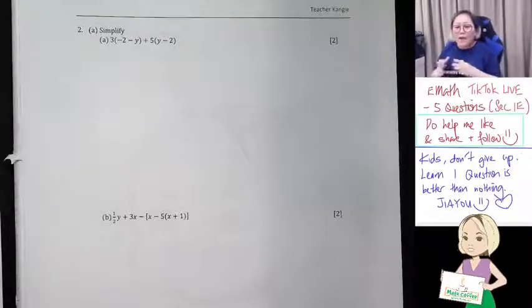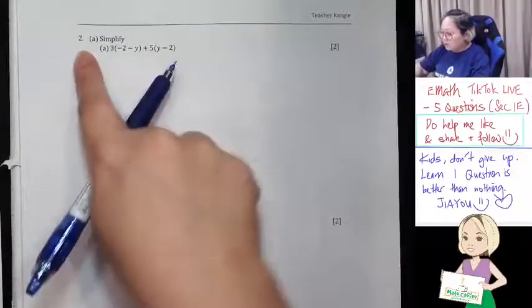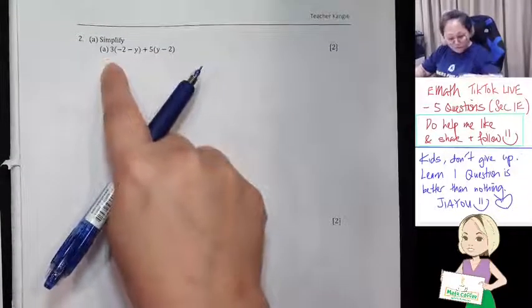So this one, algebra. In P6 you all learn algebra, but it's very basic. So in secondary school, it's all about algebra. Okay, so let's take a look. 2A, you're supposed to simplify.